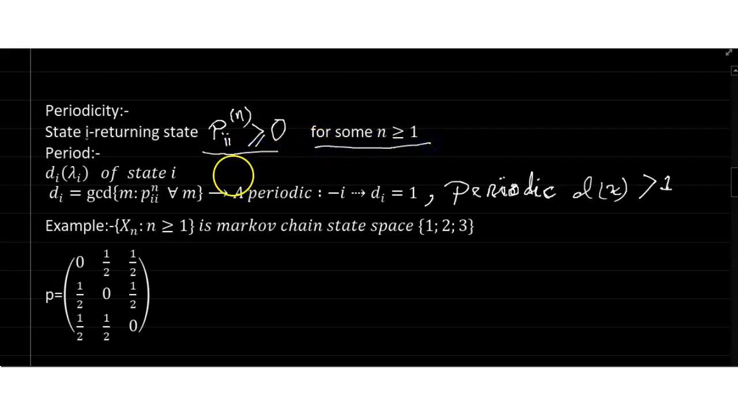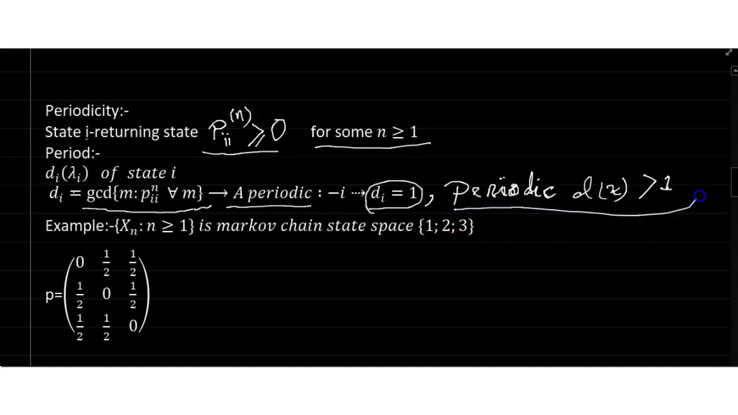For some n greater than or equal to 1, the period d_i of state i is d_i = GCD of {m such that p_ii^(m) > 0}. If d_i = 1, the state is aperiodic, and if d_i is greater than 1, it is periodic.